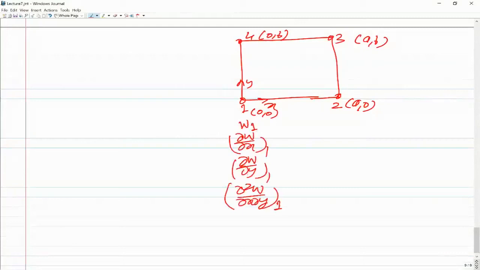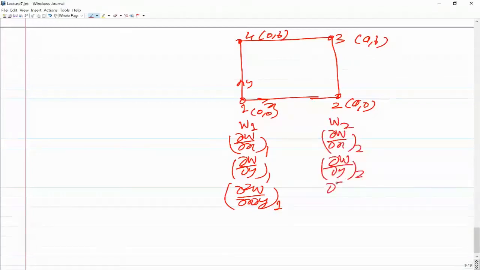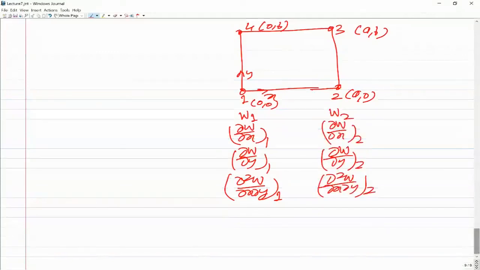Although del 2 w by del x del y is not a primary variable, it is part of a secondary variable. But if we have this as a degree of freedom, then we can ensure the continuity of w, del w by del x and del w by del y across the elements. That is why we introduce this. Similarly at nodes 2, 3 and 4, you will have w, del w by del x, del w by del y, and del 2 w by del x del y. So at each node we have 4 degrees of freedom, and there are 4 nodes, so the total elemental degrees of freedom would be 16.